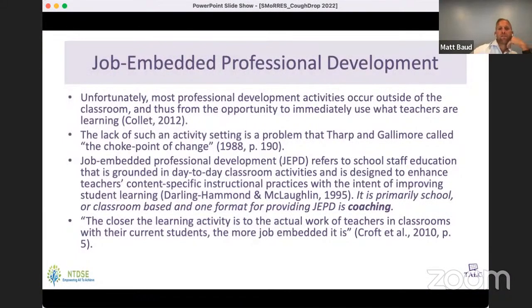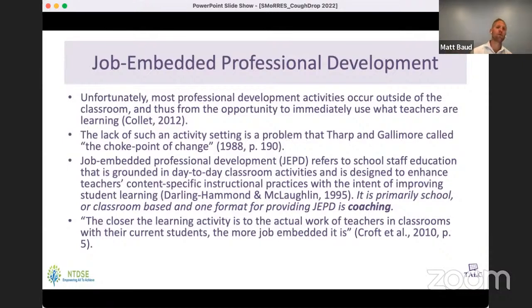But what we know is that most of our professional development activities occur outside of that classroom, right? We're not always using the best practices that we know in the literature for professional development. Thus, that opportunity for that teacher to immediately use what they're learning is limited, right? They don't have that scaffold support so that they can learn it. And Tharp and Gallimore called this lack of activity the choke point of change. Basically, they're struggling to transfer and use what they're learning and actually apply all the skills we're trying to get to. And that's why we always get into the coaching piece, because it's not similar to their day-to-day opportunities.